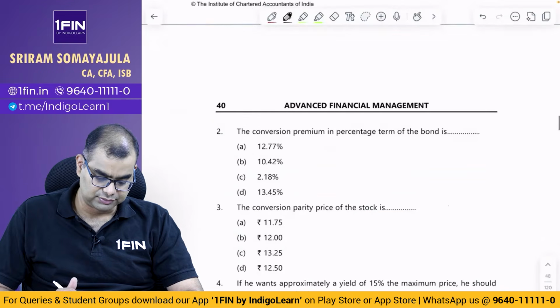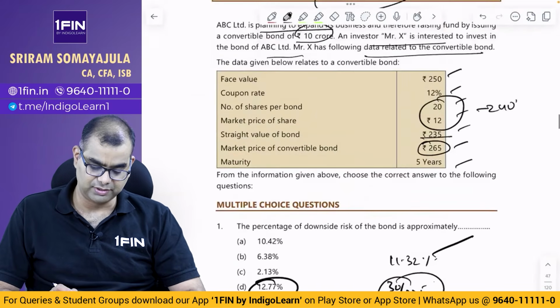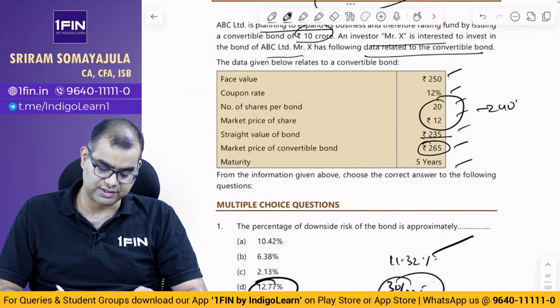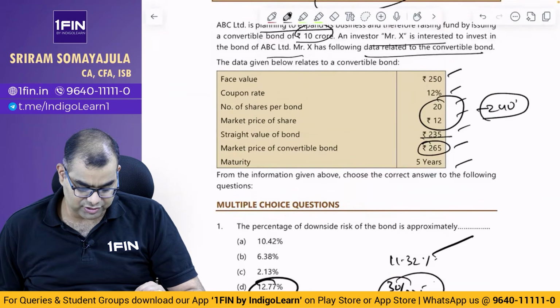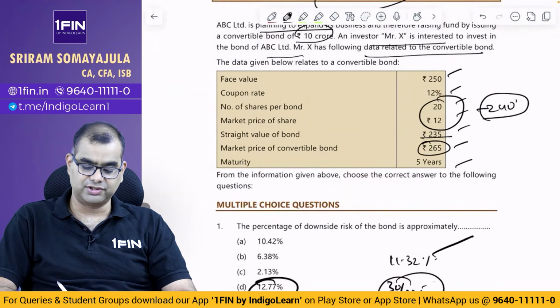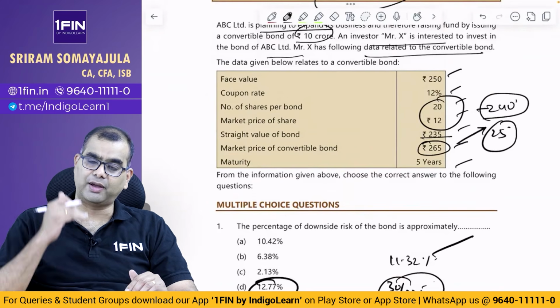Okay, next, conversion premium. What is conversion premium? If you convert, what is a conversion price? See, the conversion price is 240. From the current market price to the conversion price, what is the difference? Which is about 25. Now this 25 premium is something over and above.